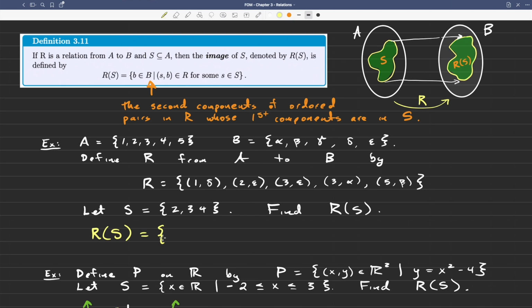Let's look at all the second components that are in R and think about whether they're paired up with something in S. Look at the first ordered pair. There, delta is the second component. Is that second component paired up with something in S? Well, no. Delta's paired up with 1, and 1's not in the set S, which is 2, 3, and 4, right? So I would not have delta in the image at this point. Maybe later I'll determine that delta is in the image, but not on the basis of that first ordered pair.